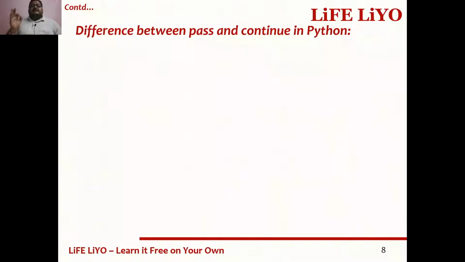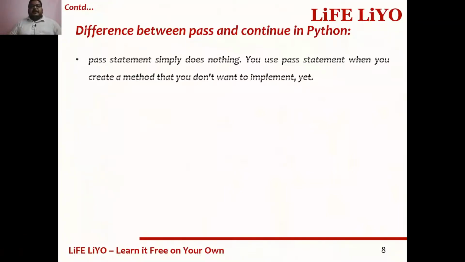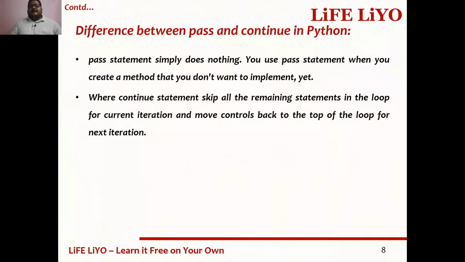Then what is the difference between pass and continue? You know that the pass statement does nothing. But if you want to define any method or any condition in the loop, but you don't want to write any implementation at the present moment, then you can use the pass. But continue is going to skip the present iteration and move the control back to the top of the loop.